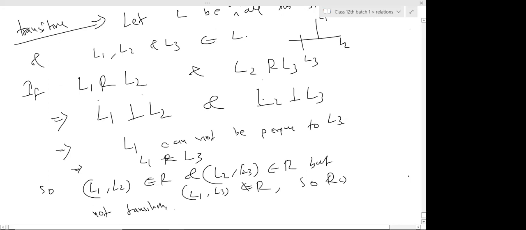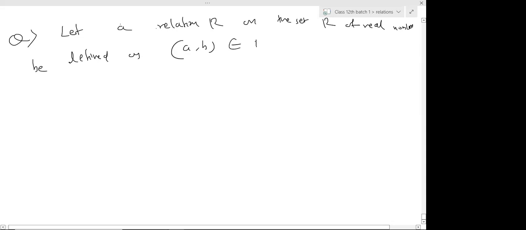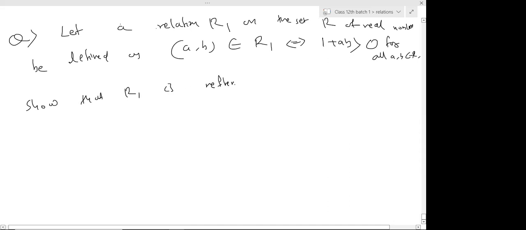All right, let's try another question. Let the relation R1 on the set of real numbers be defined as (A, B) belongs to R1 such that 1 plus AB is greater than 0 for all A, B belonging to R. Show that R1 is reflexive and symmetric, but not transitive. All right.